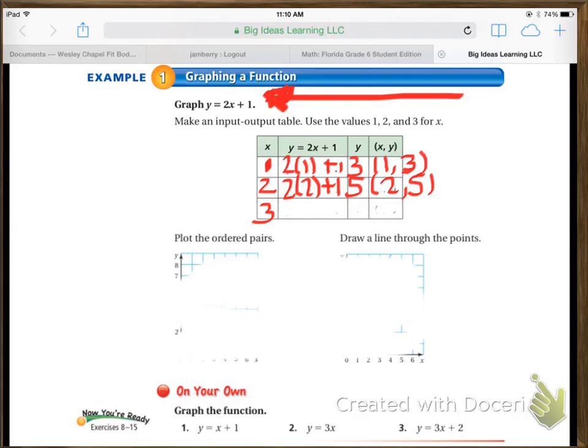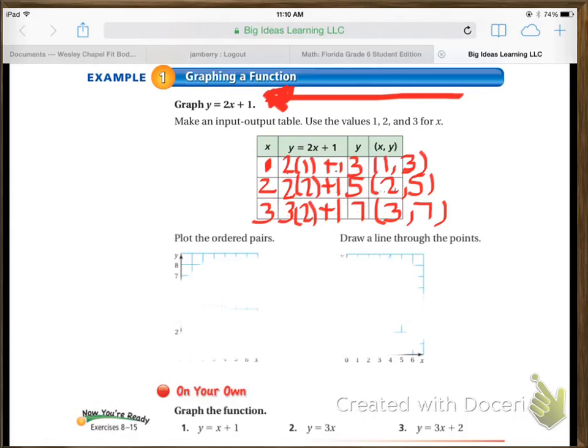And last I'm going to plug in a 3. I've got 3 times 2 is 6. 6 plus 1 is 7. And my last ordered pair is 3, 7. Now I mentioned in class you need at least 3 points in order to graph and make sure that the graph is linear or not. You need 3 to decide if it's moving in a straight line. If you do more because you're unsure, that's up to you. That's optional, but you have to have at least 3.